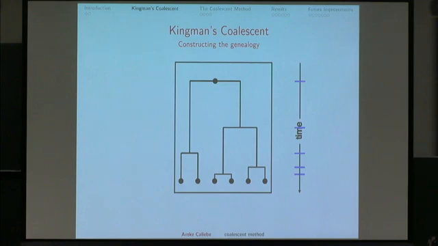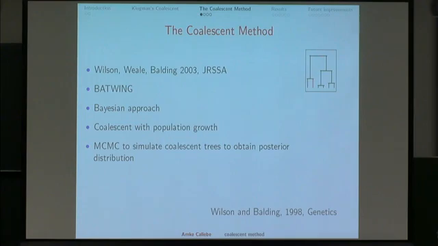Okay, so that is the backbone of the coalescent method in forensic Y-STR estimation of haplotypes, which I'm going to talk about now. The coalescent method was originally proposed in 2003 by Wilson, Weale, and Balding, and it relies on an algorithm for simulating coalescent trees, BATWING, which was published in 1998.